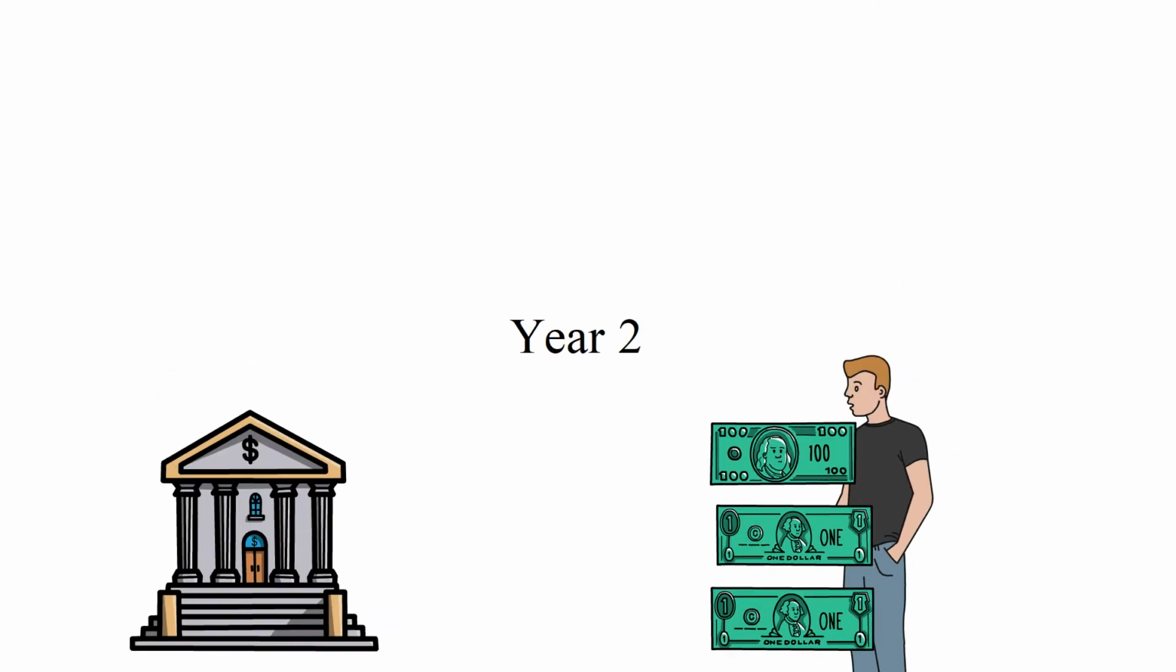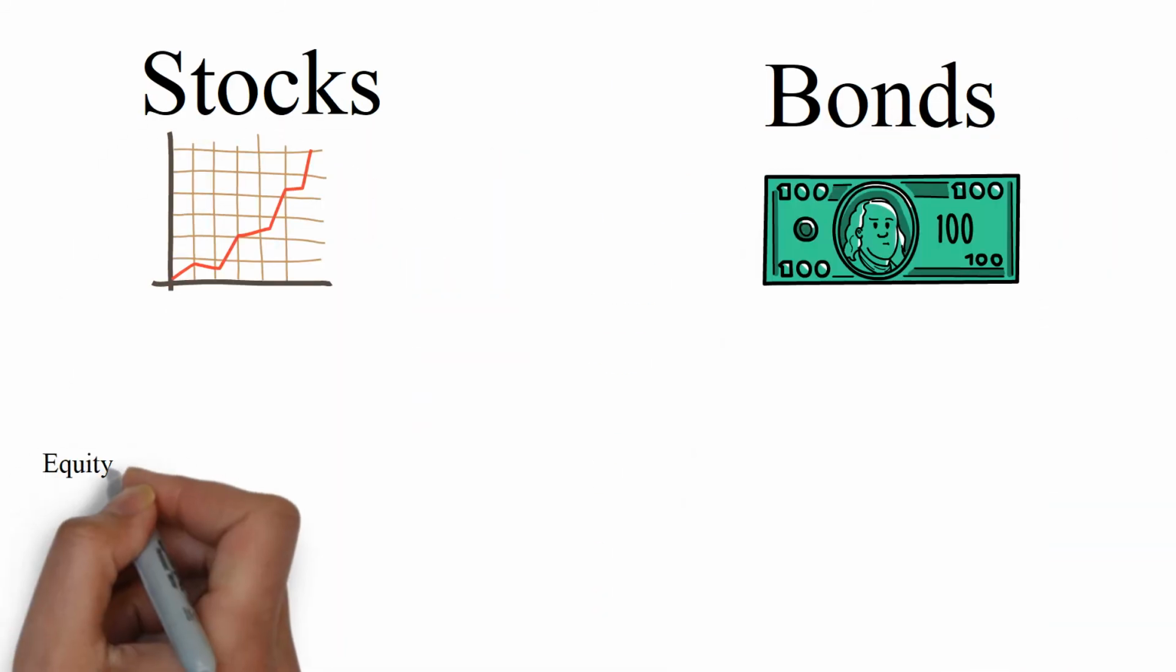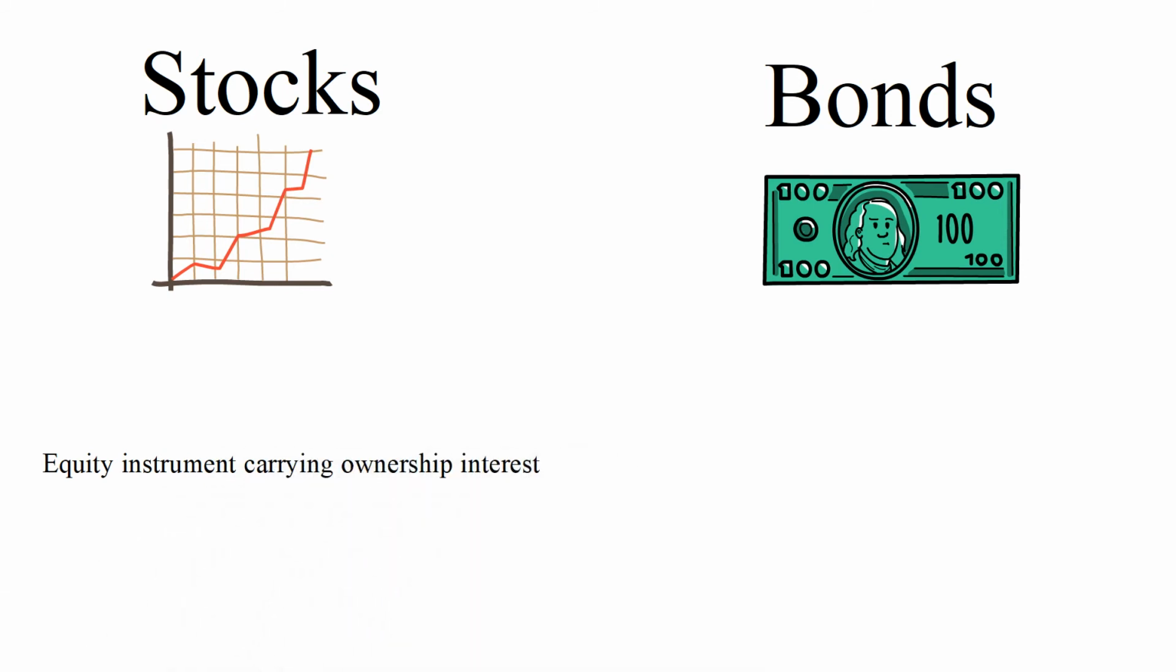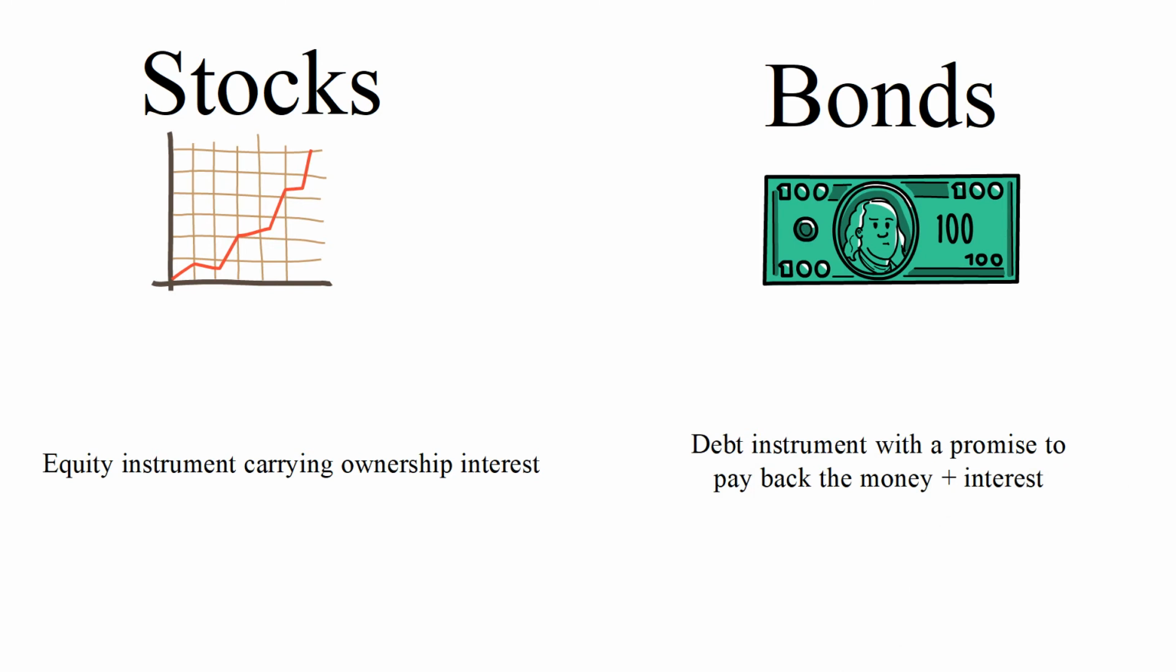Unlike stocks, where the return depends on the behavior of the company, bonds issued by companies give you no ownership rights, but the return you receive is fixed and is known beforehand. When the issuer of the bond does not fulfill his promise to pay back the money, it's called default.